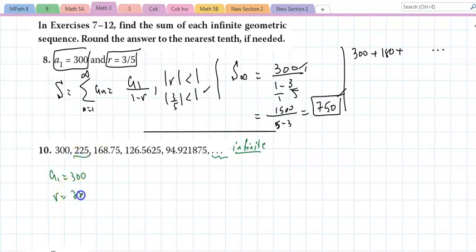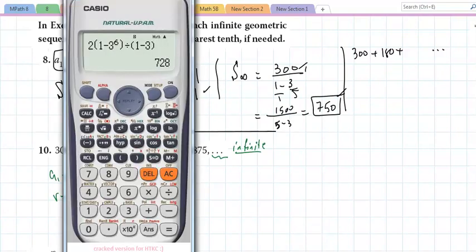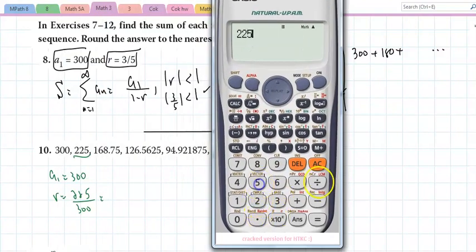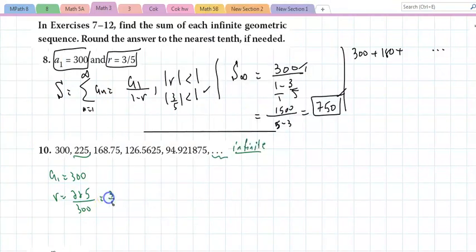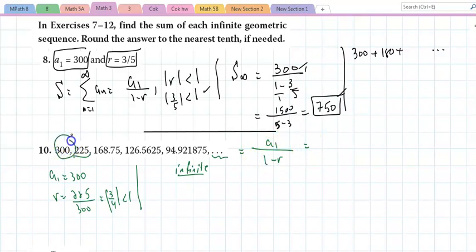Take any term divided by the previous term. And if I throw this in, 225 divided by 300. That is 3/4. In absolute value, that's less than 1. So I know that this infinite sum equals the very first term divided by 1 minus r. What's the first term on the list? 300. Divided by 1 minus, and r is 3/4.